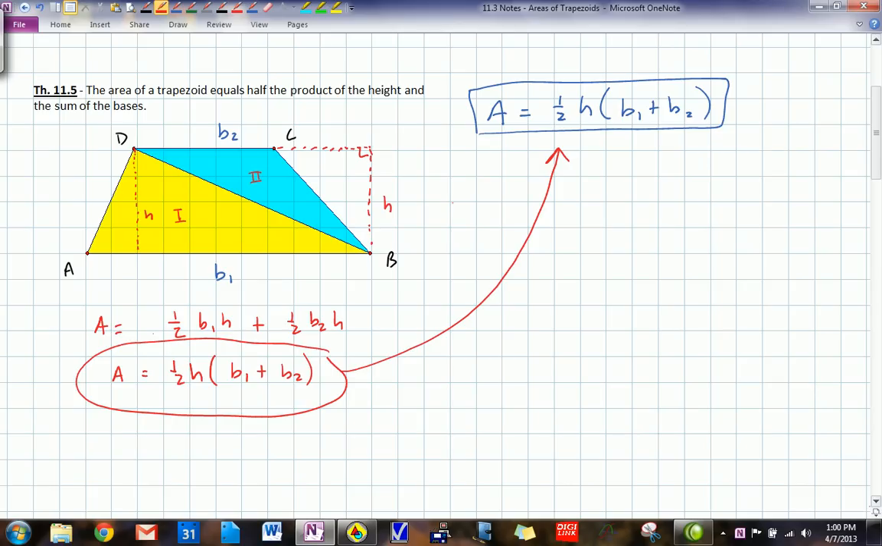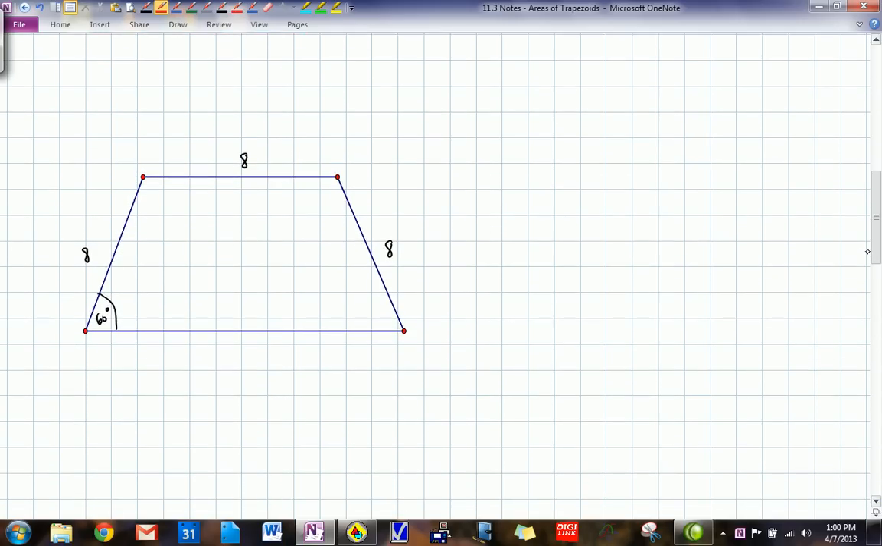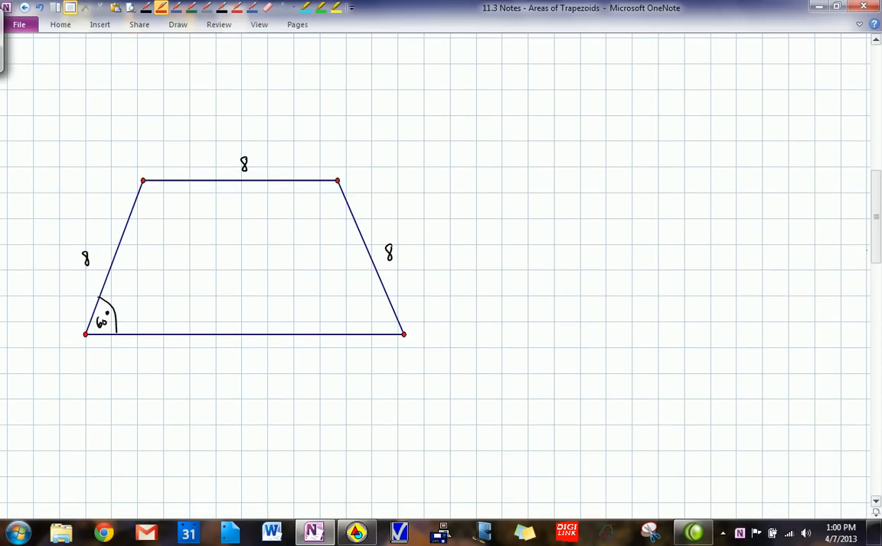I want to finish this up by doing several examples. So let's take a look at the first example. In the first example, we've got a trapezoid where both the legs are 8. When the legs are the same, this is called an isosceles trapezoid. And so in order to find this area, I need to find the height and I need to find the other base. So the height is going to be here.